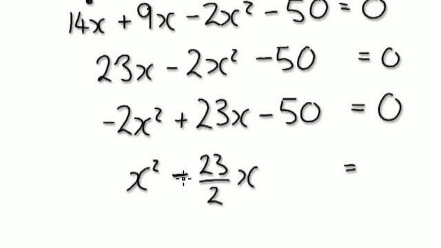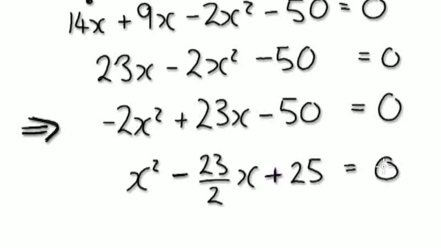Remember, we are dividing everything by negative 2. So this term here, because it's negative, will become a positive, and this term here, because it's positive, will become negative. Then we're going to get minus 50 divided by negative 2, so that will be plus 25. And 0 divided by negative 2 will be 0.